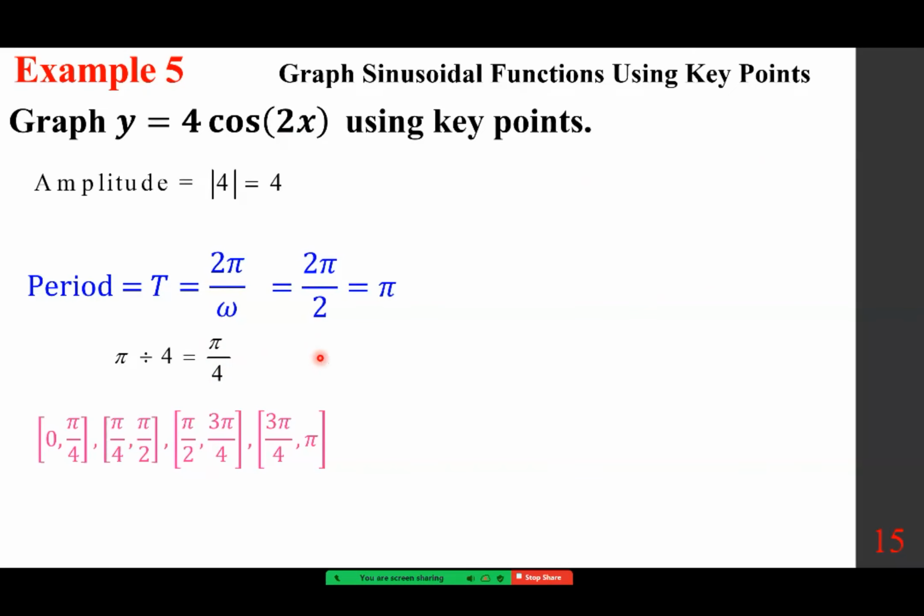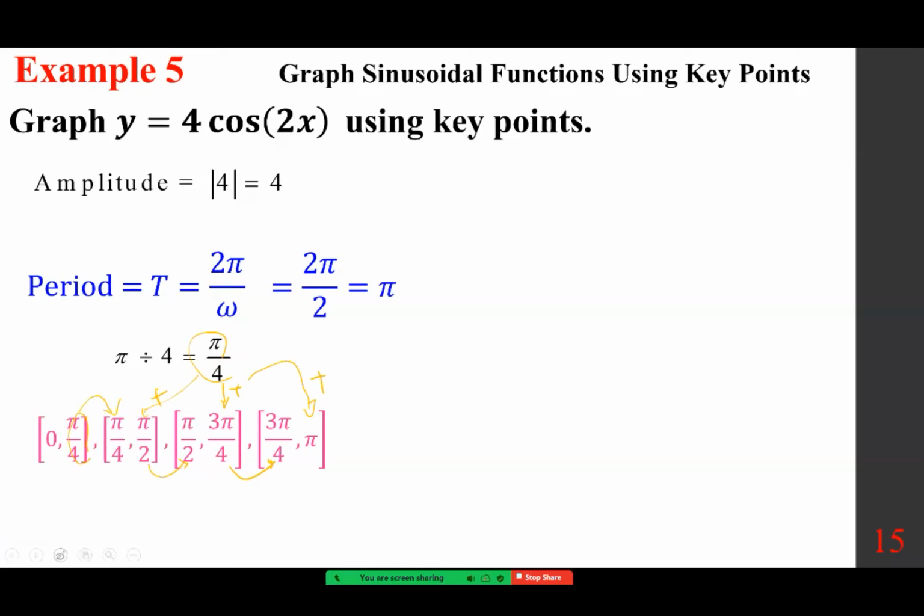So please understand, this is very easy. So pi over 4. Now, put this number here, and then add pi over 4. Okay, so I want to make sure we understand. Put this number here, and then add. That's how you get all 4 subintervals.